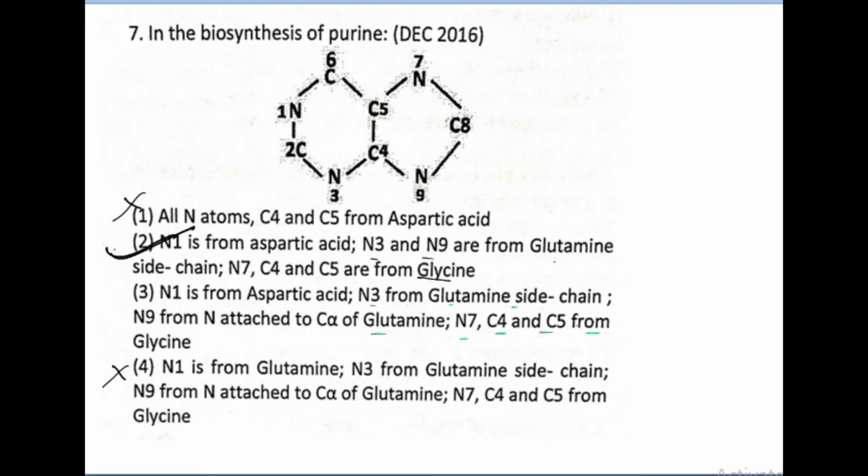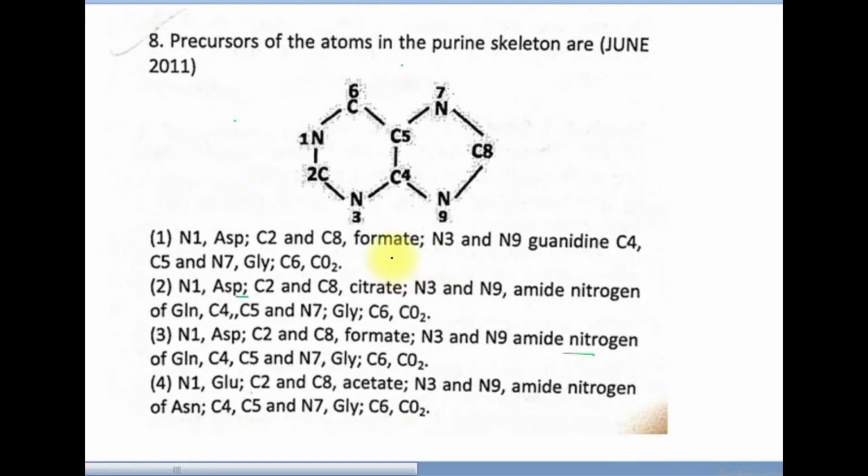Now let us see the second question. The second question is also asking about the same thing. Precursors of the atoms in the purine skeleton are. This is a precursor of the skeleton. We have to identify which amino acid is from which nitrogen or from which carbon. Okay. Let us see the first option.